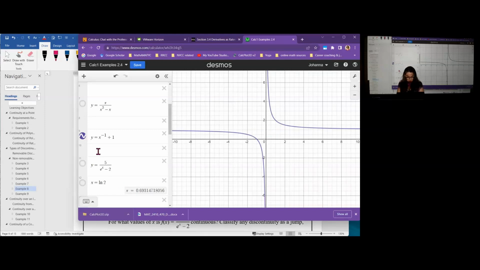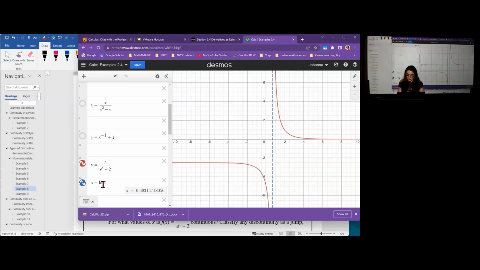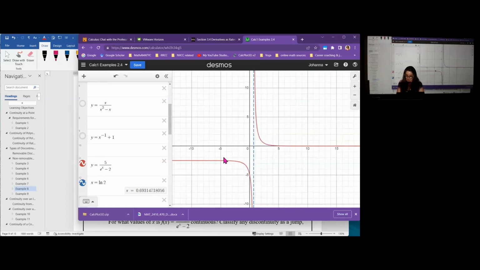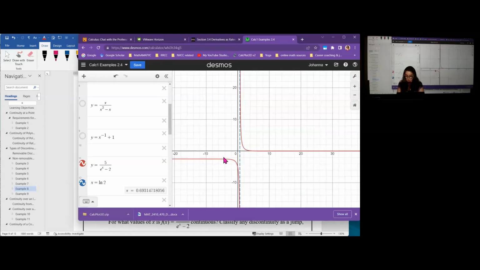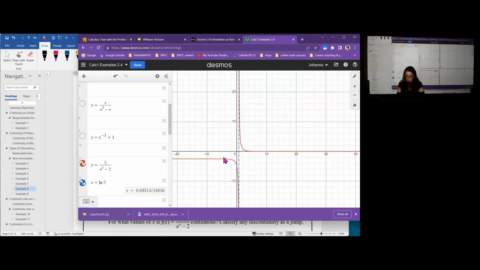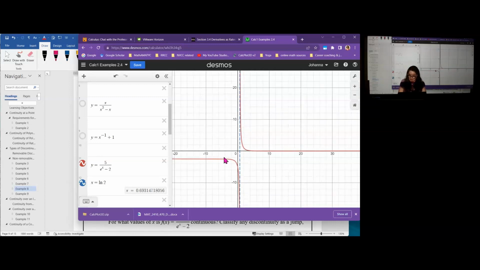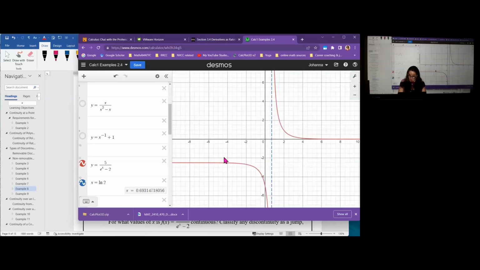And again, you can see that it is not connected at 0 because we have an infinite asymptote. Now let's look at the last example we worked out, which is 5 over e to the x minus 2. Now I went ahead and graphed x equals the natural log of 2 so that you could see that there is a vertical asymptote at that value. If you scroll out so that you can see it a little bit better as it goes towards infinity, you see that it is in fact the asymptote. The graph never touches or crosses it.